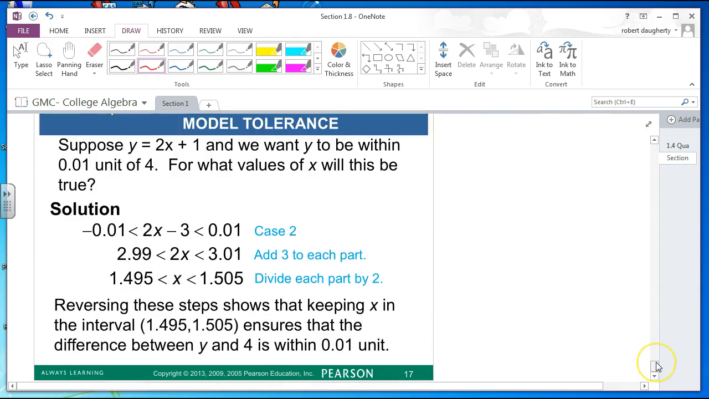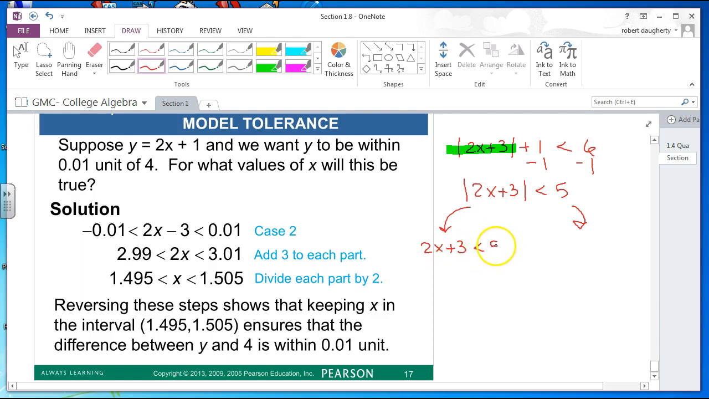And then the other kind of problem would be very similar, would be just something with a less than. So if I had |2x plus 3| plus 1 is less than 6. What I need in order to work on this, I need that absolute value to be by itself. So subtract 1 from both sides. |2x plus 3| is less than 5. Now break this into two problems. First problem, 2x plus 3 less than 5. Second problem, 2x plus 3 greater than negative 5. Now solve both of these problems.